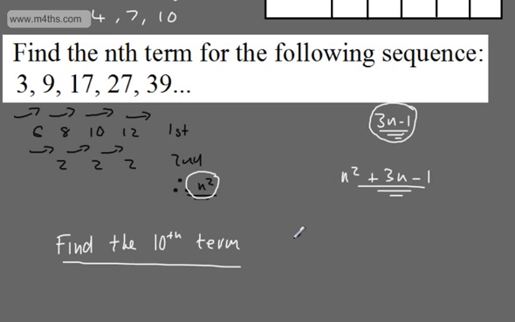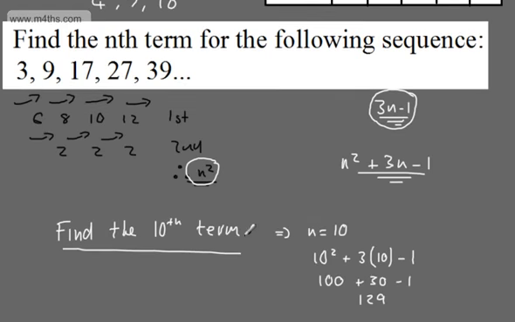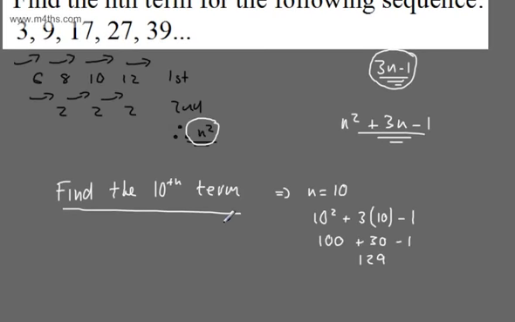So all we have to do for that, we can say from here, therefore n will be equal to 10. So let's sub that in. What we're going to have then is 10 squared plus now 3 lots of 10 and then minus 1. So that's going to give me 100 plus 30 minus 1, which is going to give me now 129. So we can say the 10th term is 129. So don't be tempted to do it manually, just simply sub in n is 10.